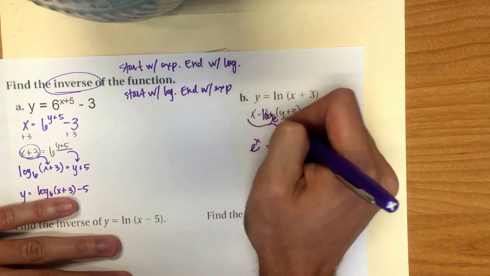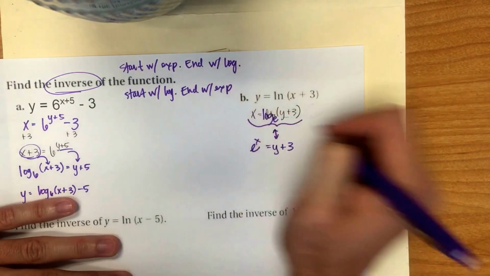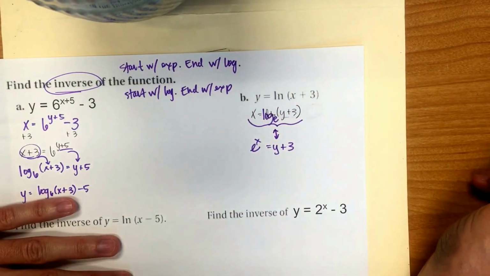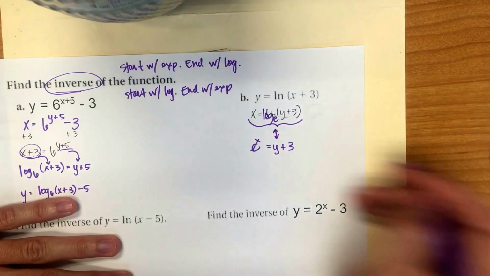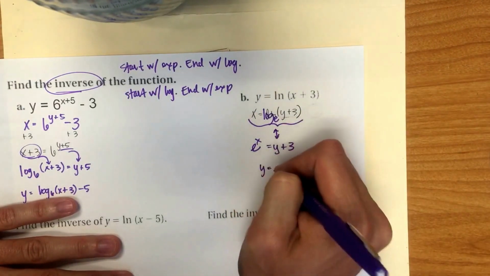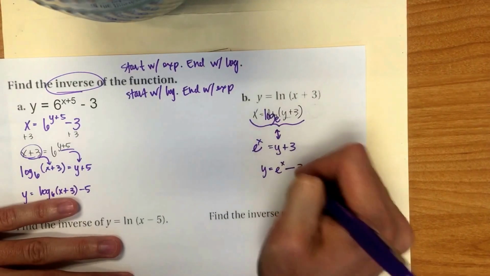So exponent form, log form. You can switch back and forth between them both. Last thing to solve for y, subtract 3 from both sides. So y equals e to the x minus 3.